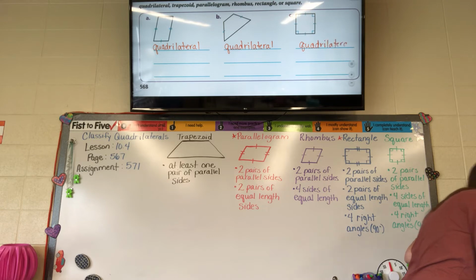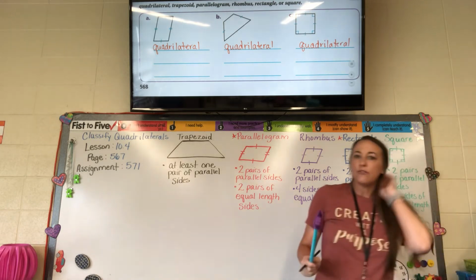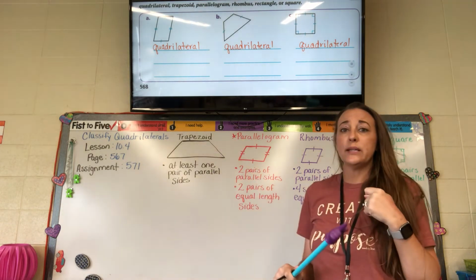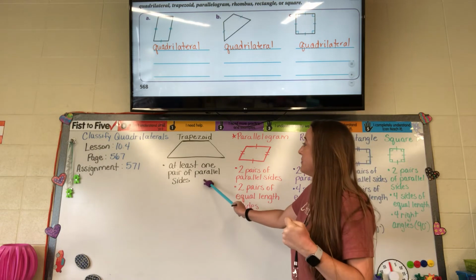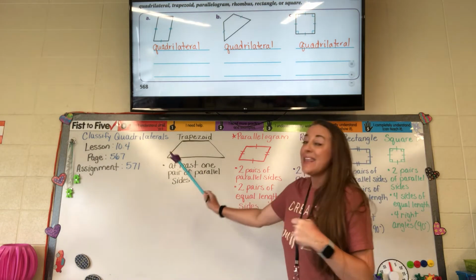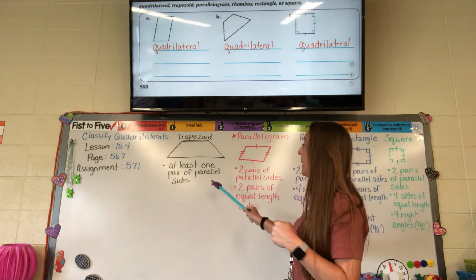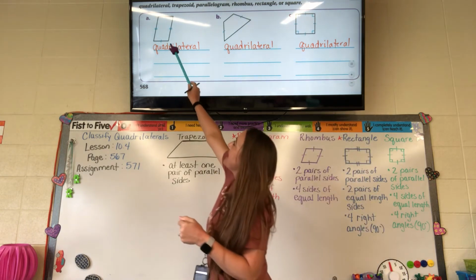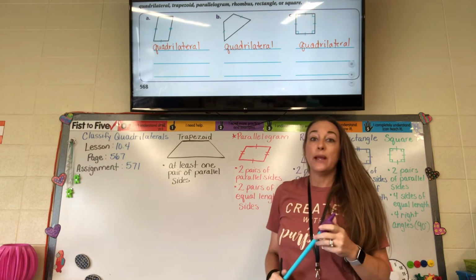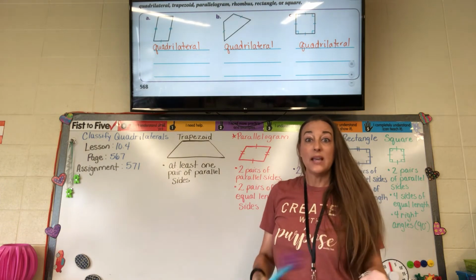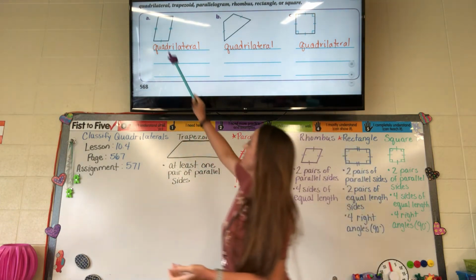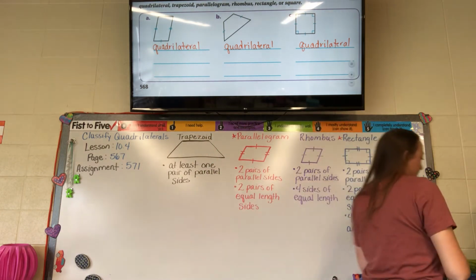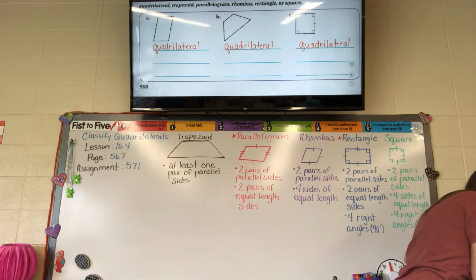Okay. And then the next thing we're going to check for are trapezoids. Now, trapezoids, if we look back at our definition, has at least 1 pair of parallel sides. Does this guy have at least 1 pair of parallel sides? Yes, because it actually has 2. The 2 sides are parallel and the top and bottom are parallel. So this guy is a trapezoid also.